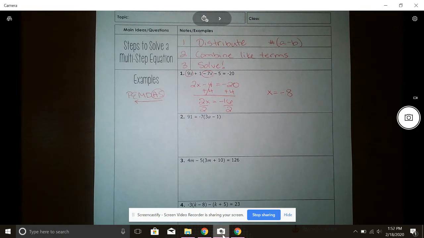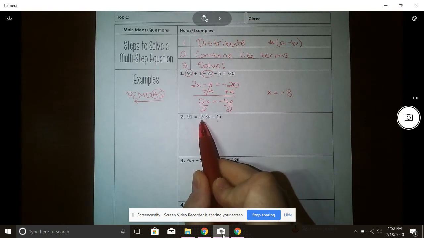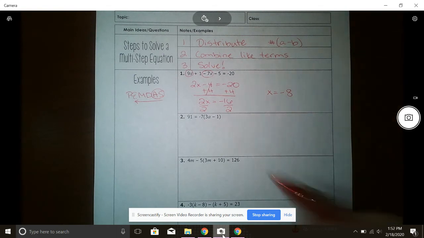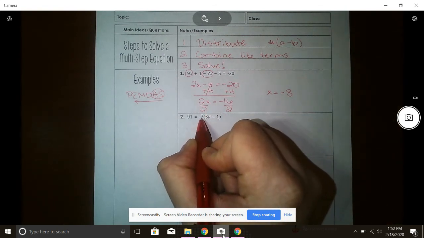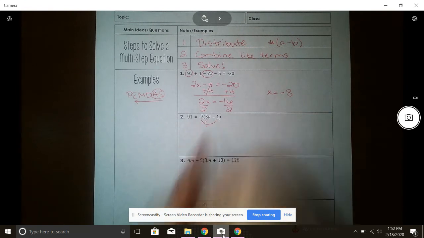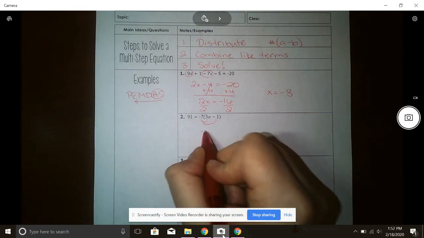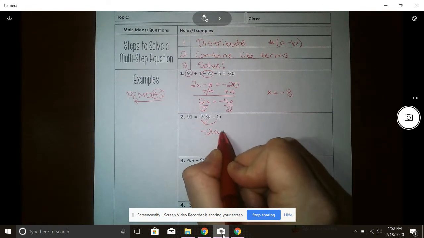All right, let's try number 2. The first thing I see in number 2 is this set of parentheses with a negative 7 out front. That is a chance to distribute. So let's start there. Anytime you distribute, you multiply the thing outside the parentheses with all the terms on the inside of the parentheses. So I'll be multiplying this negative 7 times 3a, which is negative 21a, and negative 7 times negative 1, which is positive 7.